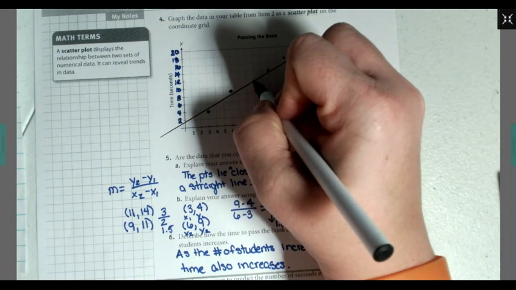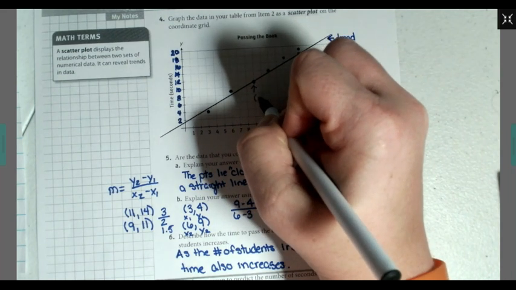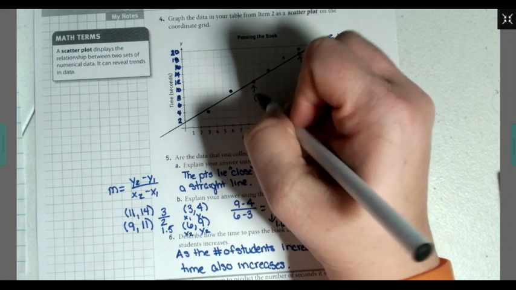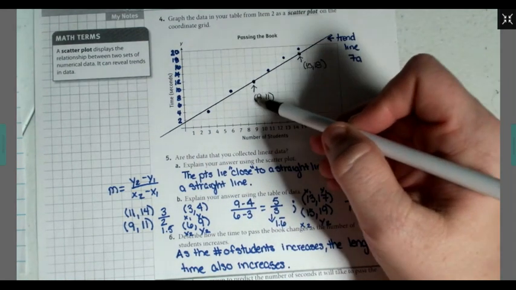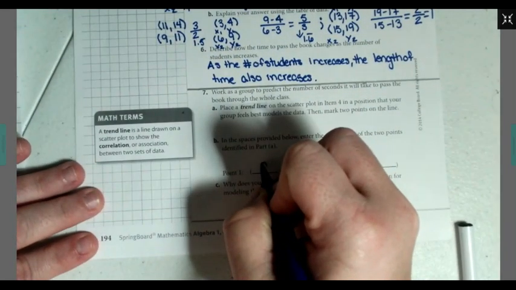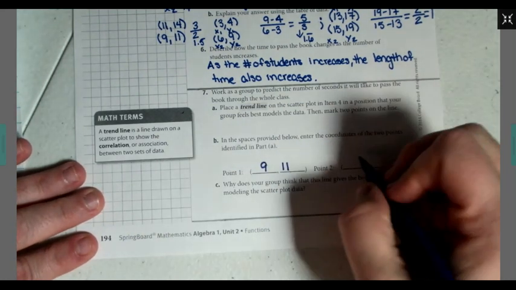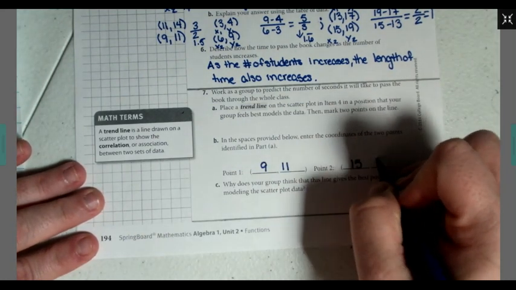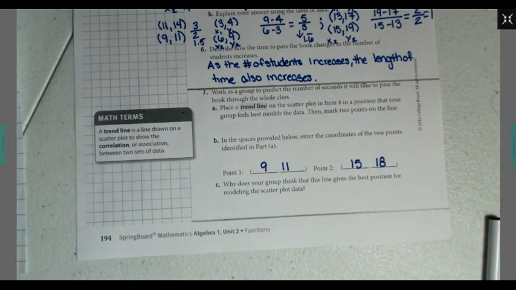Ooh, that's a good one right there. That was one of our original points, which was 9, 11. So 15, 18, and 9, 11. So I'm going to put those down here at the bottom. We're going to say 9, 11, which was actually one of our original points, and 15, 18. And it says, why do we think that this is the best position for modeling the scatterplot?